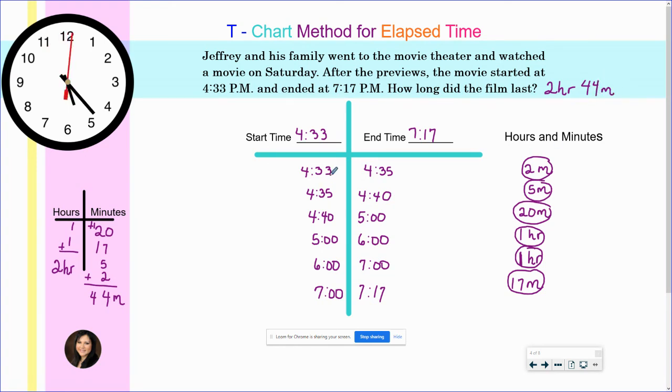This is the T-chart that I used. There's different types of T-charts that students use. This one for me is just more organized. It's easy to see the times elapsing between each other. So I prefer to use this method. So again, this was the T-chart method for elapsed time. Thank you.